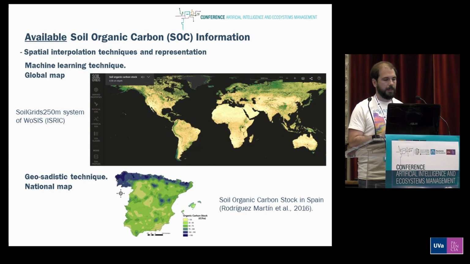For this process, to go from the point information to spatial information, we need these spatial interpolation techniques and representation. And we can go for the machine learning technique, there are many examples that use that technique, or the geostatistic technique. There are also national maps that are based on these techniques.